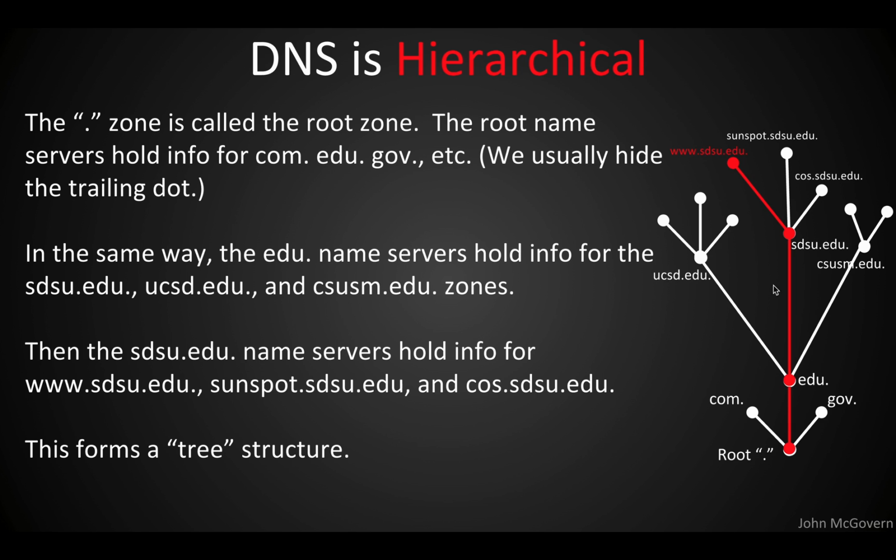So you can see a tree hierarchy building, and I tried to crudely illustrate a tree here. You can see the base of the tree and all the branches. Same thing all the way up. So then the sdsu.edu name servers hold information for things like www.sdsu.edu, sunspot.sdsu.edu, and other sdsu.edu servers. So basically, DNS has this wonderful hierarchy about it. If you're looking for something way up here, you can start your query down here, find the edu servers, find the sdsu.edu servers, find www.sdsu.edu.